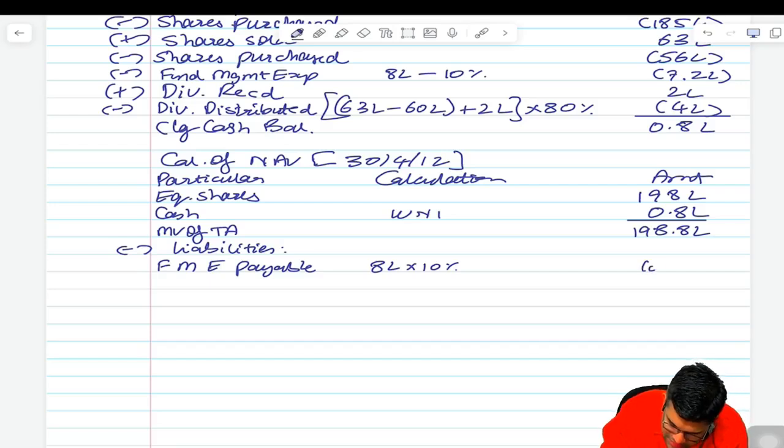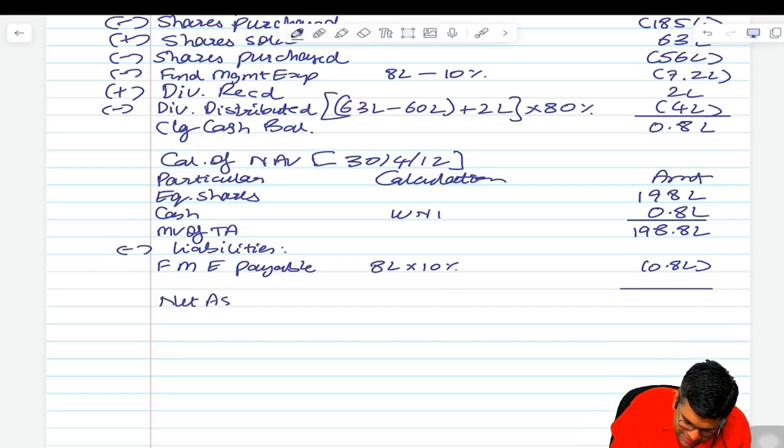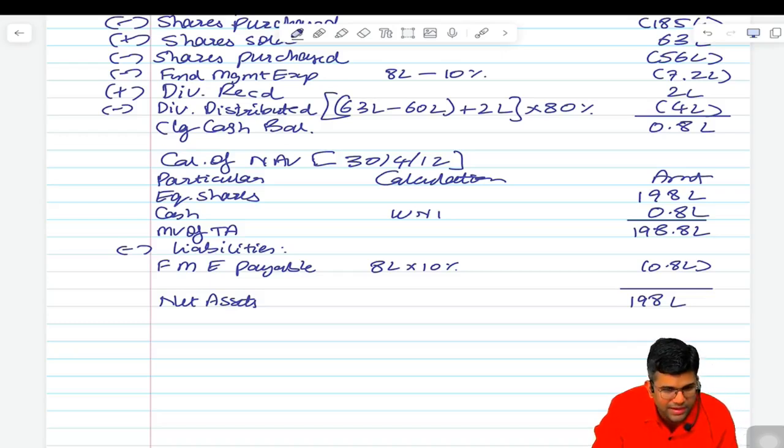I hope you realize out of 8 lakh, 10%, that is 0.8 lakh. Now 7.2 we have already paid. I hope you are understanding. 7.2 we have already paid. 0.8 now was pending. That will be a liability for us, and that will therefore give you your net assets. It by coincidence comes back to 198 lakh.